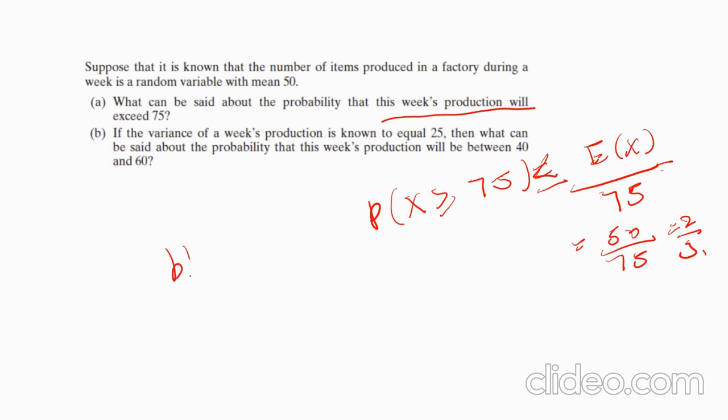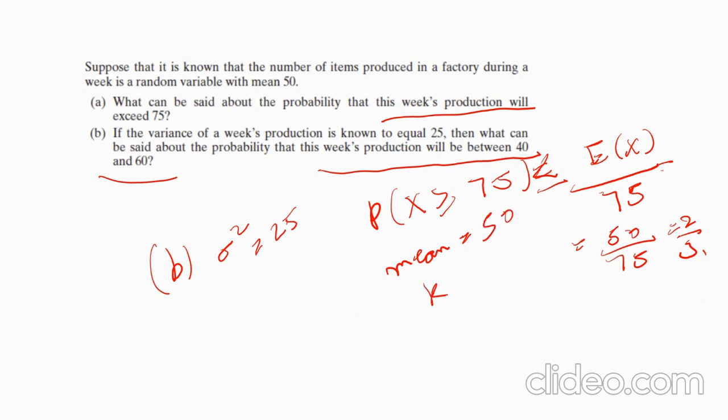Now, next question. What we have here is that we have given variance as 25. So, sigma square is given here as 25. And what can we say is that the week's production will be in between 40 to 60. Now, 40 to 60 means, the mean we have given here as 50. So, what can we take as k if we want to find the production between 40 to 60?